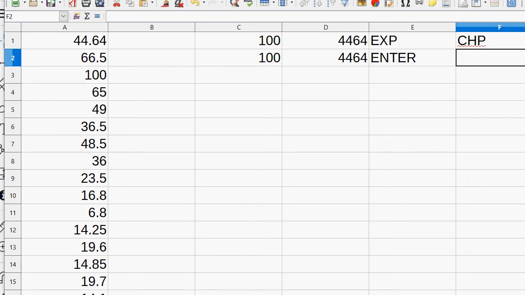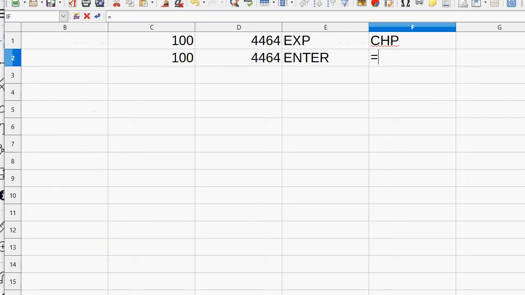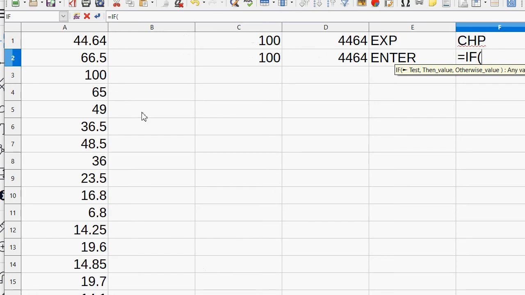And now for the cheap coin, if the price goes down, of course we want to sell. So if this number is less than this number, we're going to put in enter.